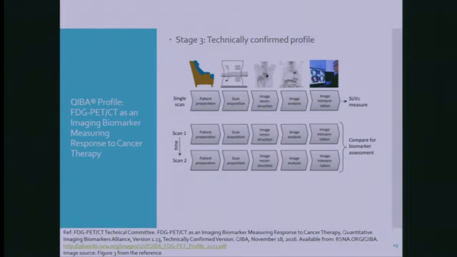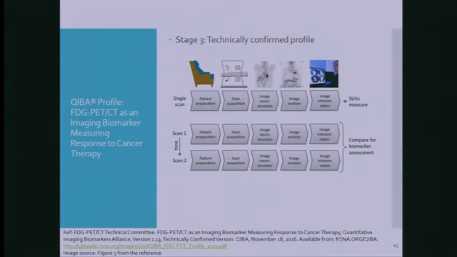So here I'll give an example. This is one stage 3 technically confirmed profile for FDG PET as an imaging biomarker measuring response to cancer therapy. This is one of the figures from the documentation. You can see that they give the detail on how you prepare your patients, how the scan acquisition should be done, followed by the image reconstruction, how the image should be reconstructed, and then the image analysis and also image interpretation for the standard uptake value measurements. That's also for the follow-up scans as well.